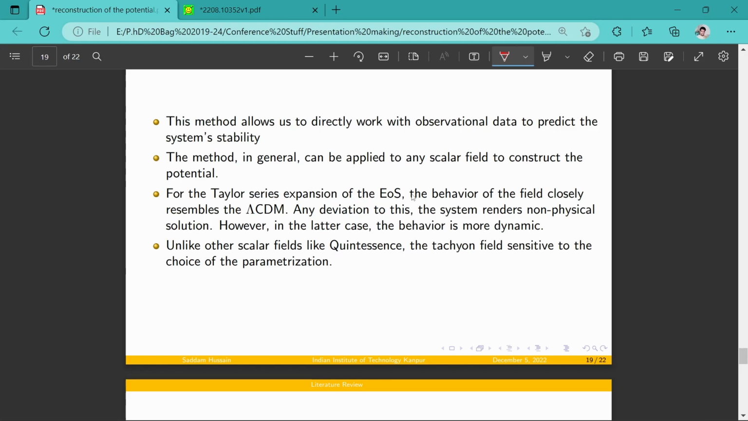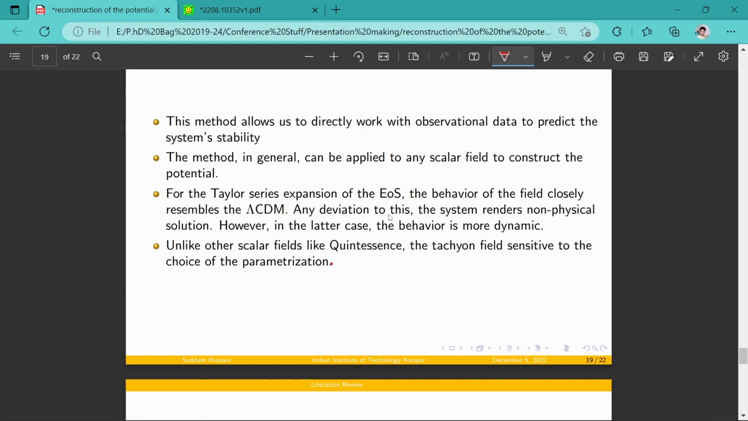For the Taylor series expansion of the EOS, the behavior of the field closely resembles the lambda CDM model. Any deviation from this, and the system renders a non-physical solution. However, in the latter case, the behavior is more dynamic, as we have already seen. Unlike other scalar fields, like quintessence, the tachyon field is sensitive to the choice of parameterization, because we have also worked out different ones, as there exist so many other parameterizations.